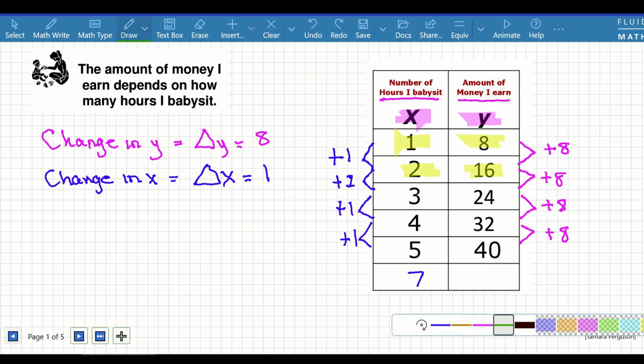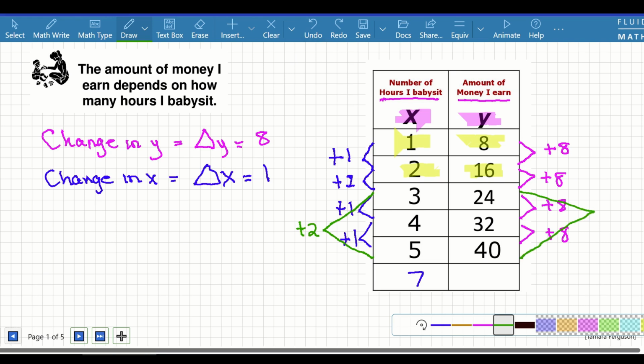Now what's interesting is that if I were to look back at this table, and instead of looking at one row and the next row, what if I looked at the change in the X value from 3 to 5, and I noted that the change wasn't 1 anymore, instead it was 2. So if I look at the corresponding Y values, I can see that the change from 24 to 40 is not 8 anymore, it's actually 16. But you told me that the delta x was 1 and delta y was 8. Well, let's look at this a little more closely.